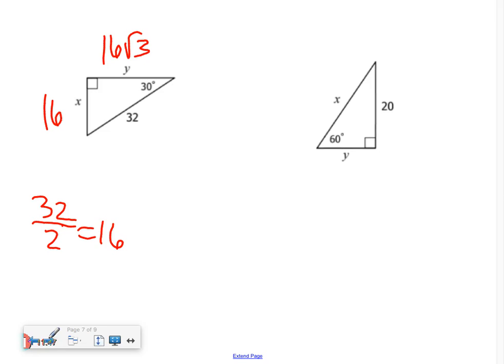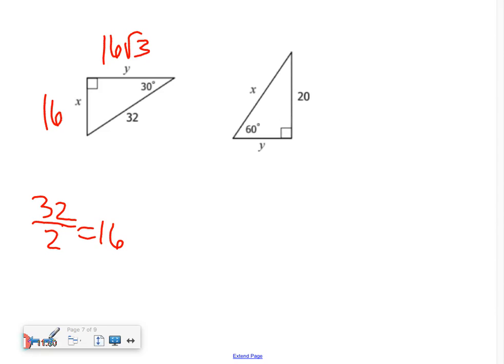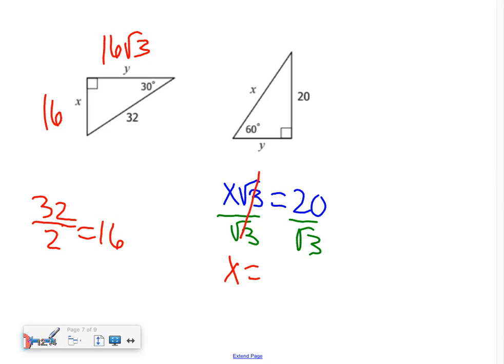Okay, now things are a little more interesting. What's 20? The long, right? The ugly one. So I have to find our short leg. So how am I going to get x alone here? Divide by root 3. Oh, you knew what I was going to say. So how am I going to get rid of that? Times radical 3 over radical 3. It is a fancy version of 1.